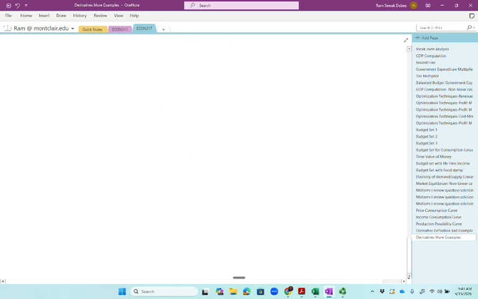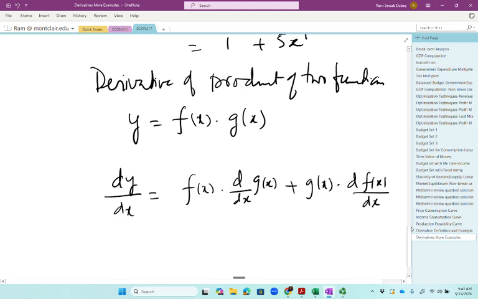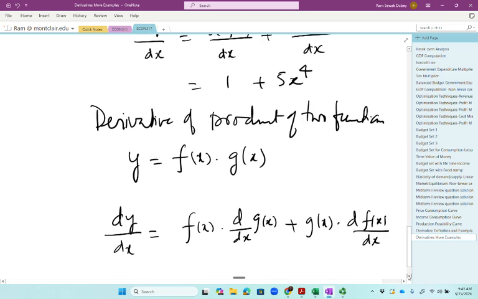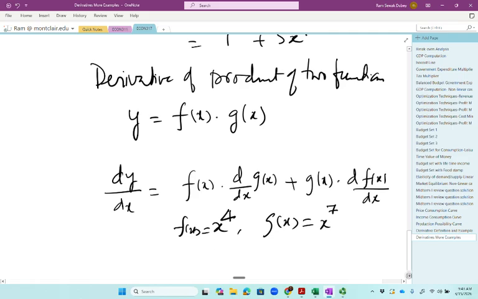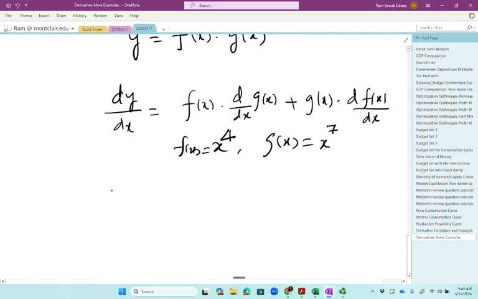I can give an example. Consider y equal to the product of two functions. So let me take f of x to be x to the power 4, g of x, x to the power 7, and then we will apply the product rule. So y is f of x times g of x.